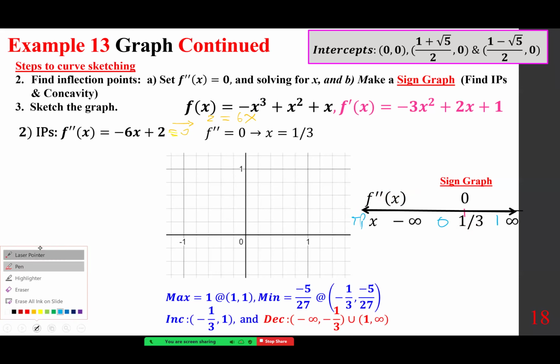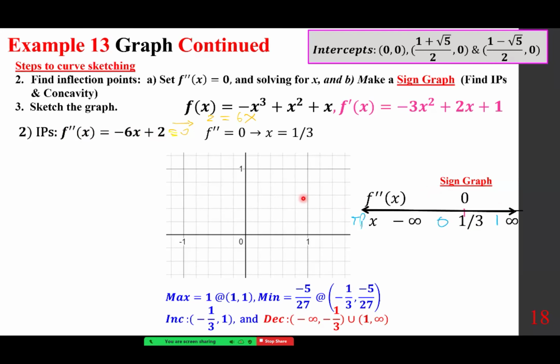And as long as you get one of them, it alternates. So 0, if you put it back into f double prime, makes it positive 2. So it's positive here, negative here. If you have doubts, put the 1 and you get minus 6 plus 2, which is negative 4. So positive, negative.